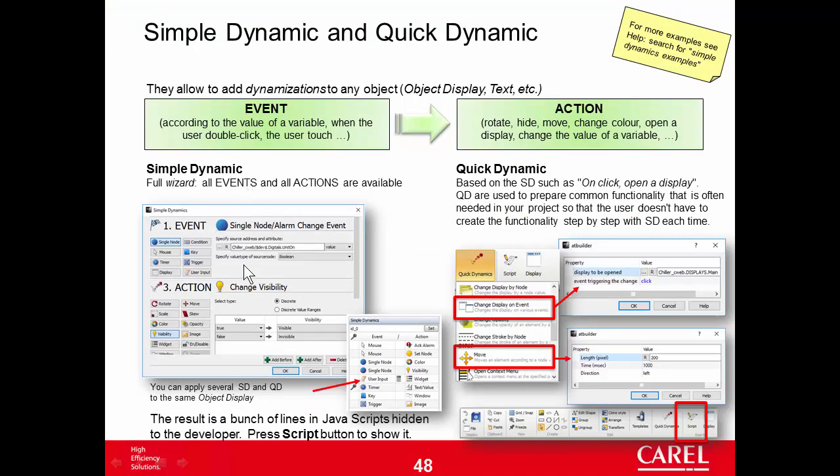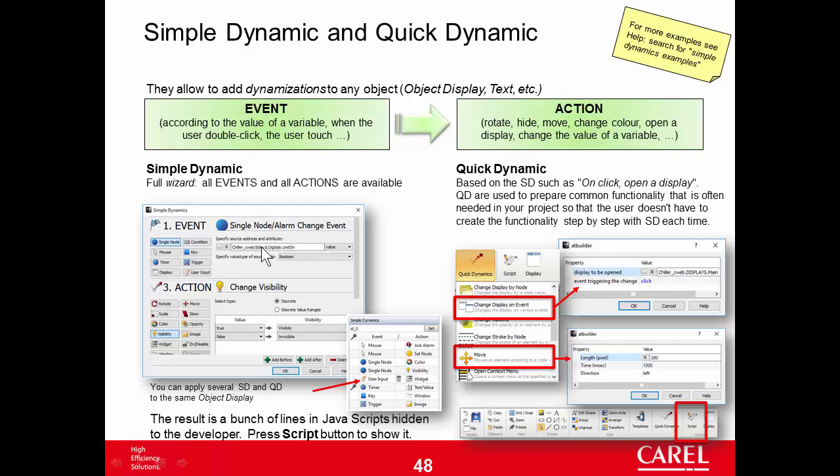So in the simple dynamic, you have, let's say, a full editor with all the options, so we can use any event and any action. While quick dynamic are more, let's say, vertical, that is, they do just one specific action or one specific condition. Something like when you click, it opens a display, like this one, the quick dynamic change display on event. It has just two parameters. The one is the action, click, double click, whatever else, and then the display to open.